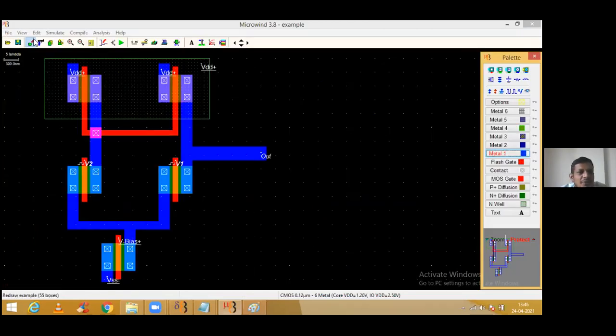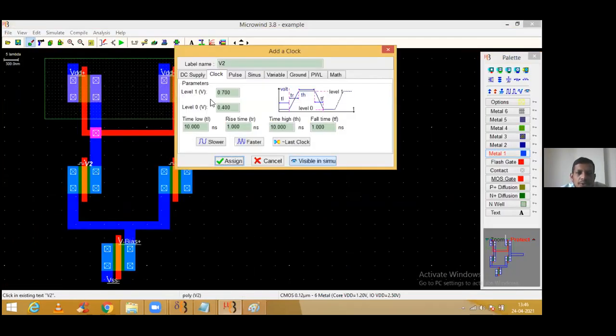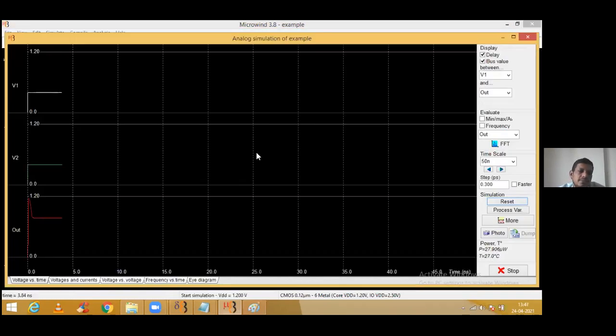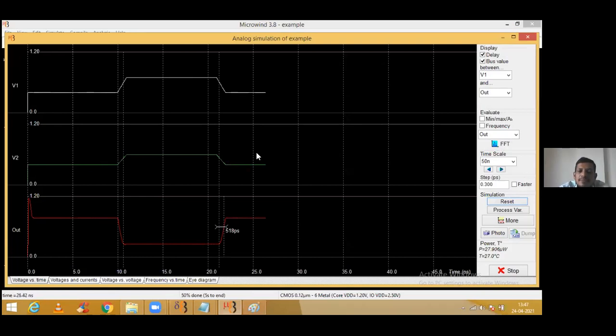So, guys, software is with you, license with you. Do one thing. Try to make it 0.6, 0.4. Try to modify this one, 0.7. Keep V2 constant. Increase V1. Try to simulate this. Are you getting my point?